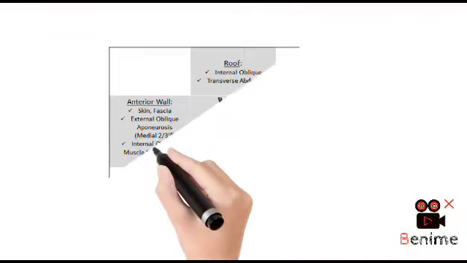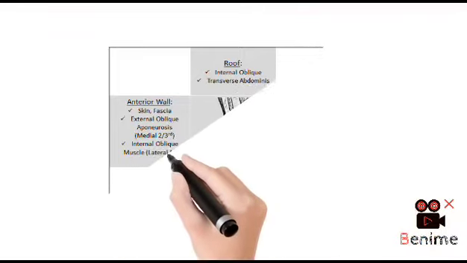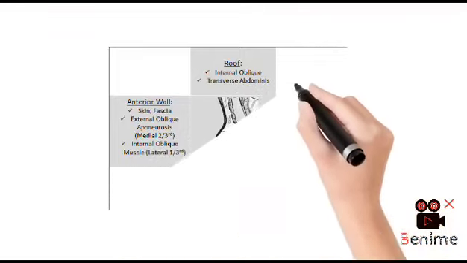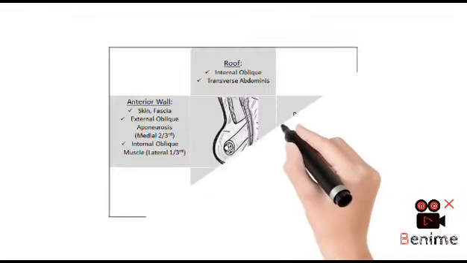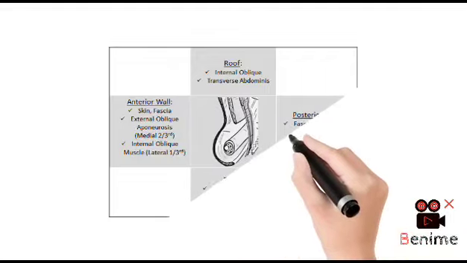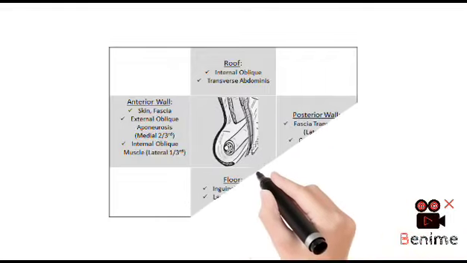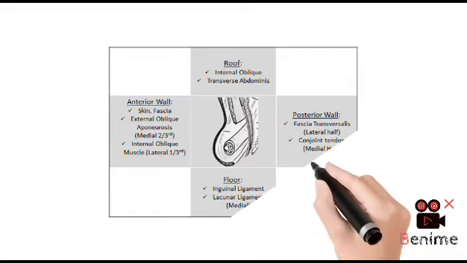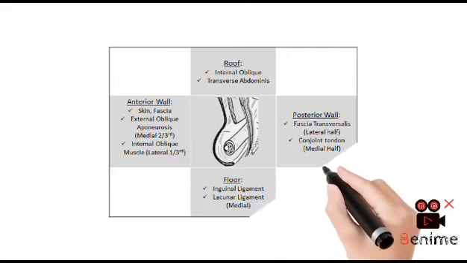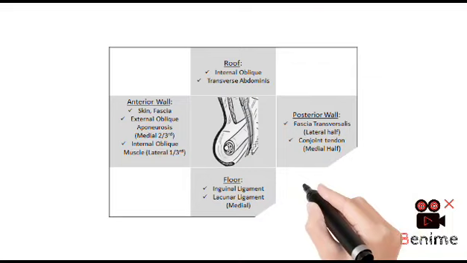The inguinal canal is made of a floor, anterior wall, posterior wall, and a roof. The floor of the canal is made of the inguinal ligament. The inguinal ligament is a thickened inferior portion of the external oblique aponeurosis. The anterior wall is made of the external oblique aponeurosis.